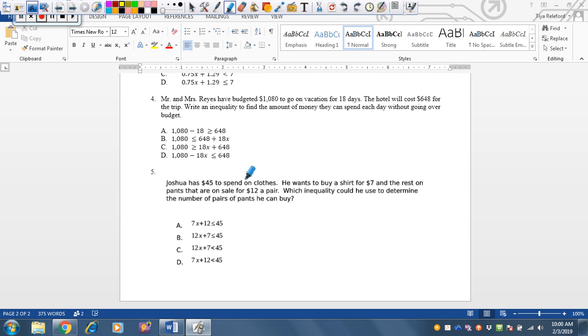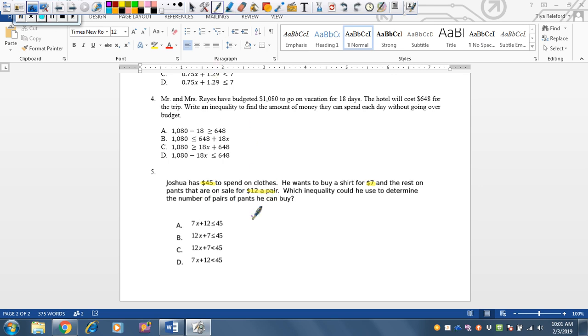Last one I'm going to do with you, and then the rest are on your own. But the rest are easy. You're going to breeze through them. Joshua has $45 to spend on clothes. Remember what we said about when you have money? It's probably an alligator eating the money you have. He wants to buy a shirt for $7 and the rest on pants that are on sale for $12 a pair. Which inequality could he use to determine the number of pairs of pants he can buy?